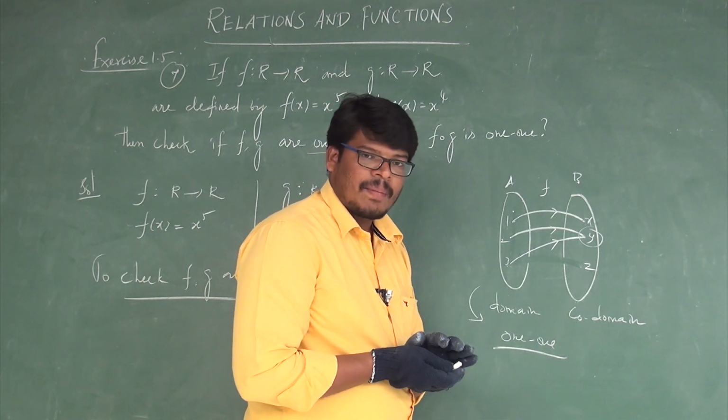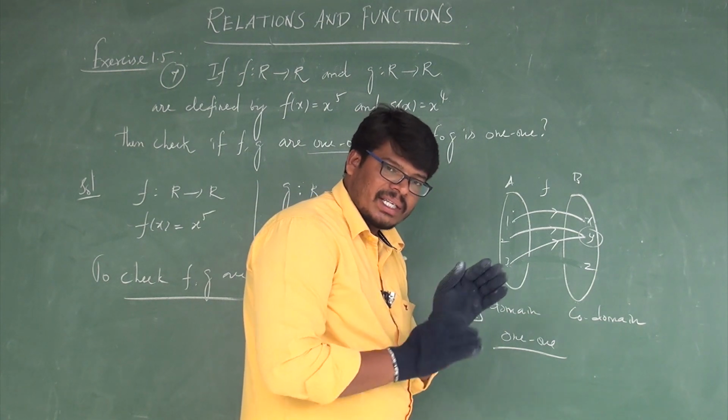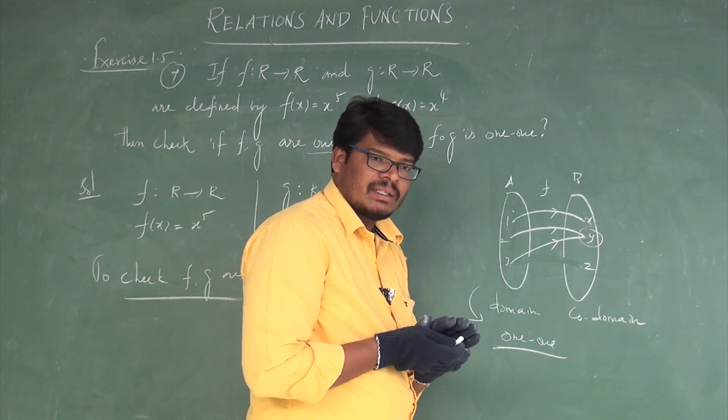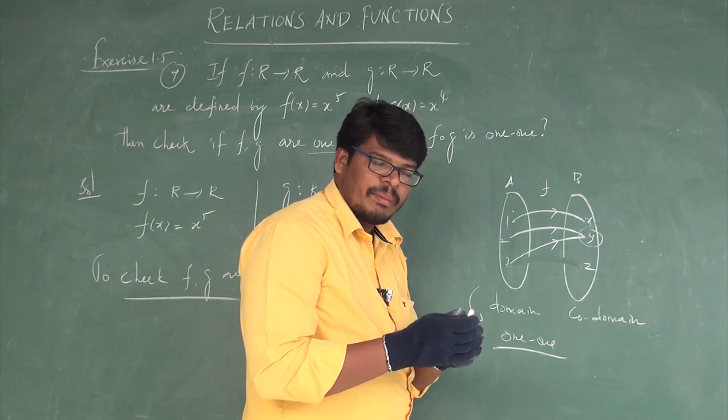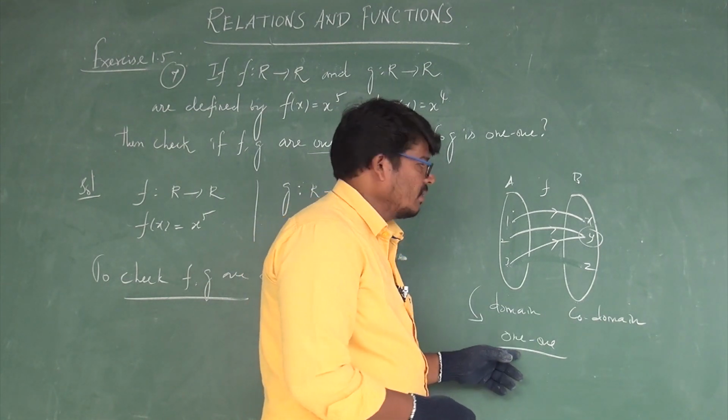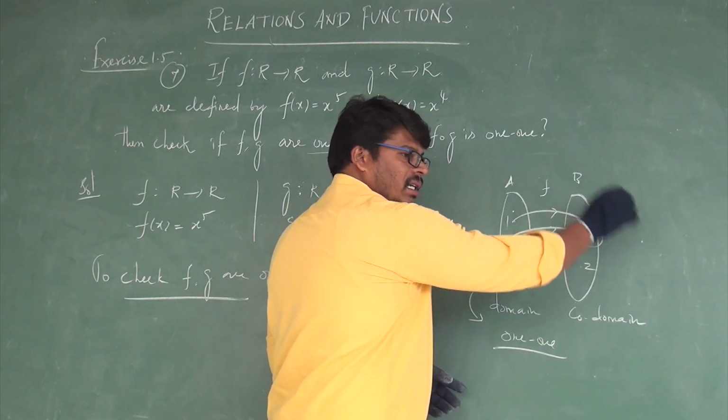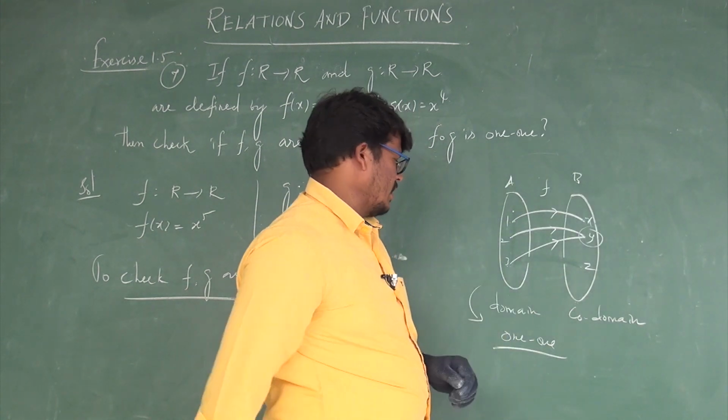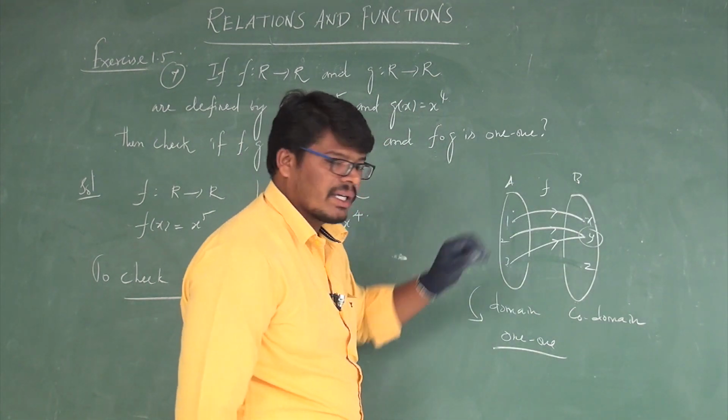A one-one function is one where each and every element of the domain has a distinct image, and if more than one element shares an image, it is not one-one. That is the definition, shown in the arrow diagram.